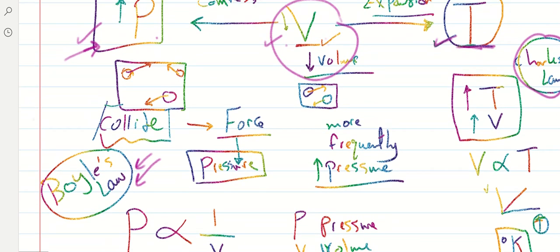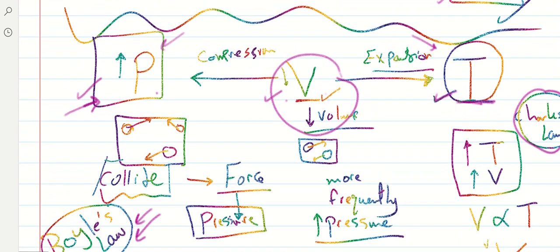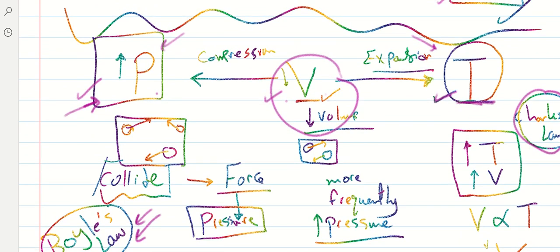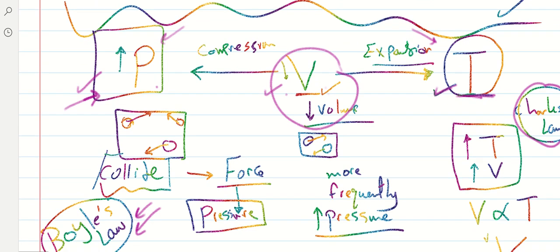Okay. How do we know what the relationship between them is? Let's explain why there is a pressure exerted by a gas. Of course, the gas particles, we said, are moving randomly and collide with the walls of the container.